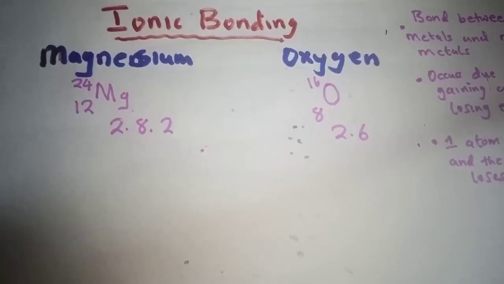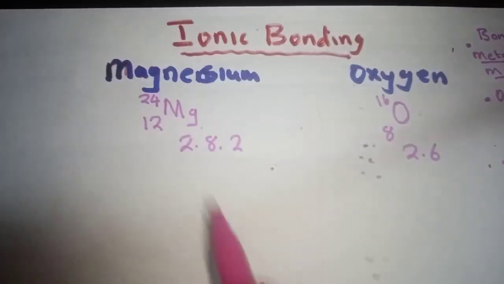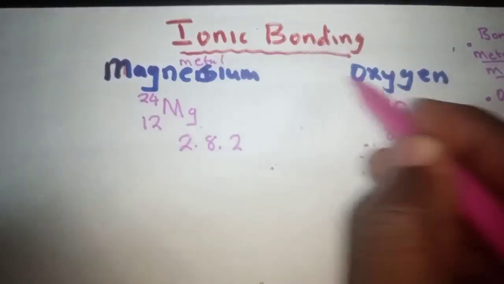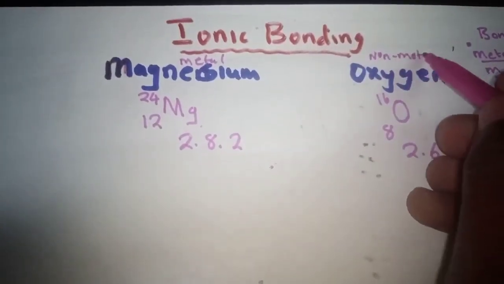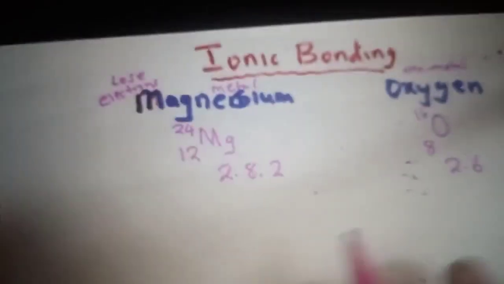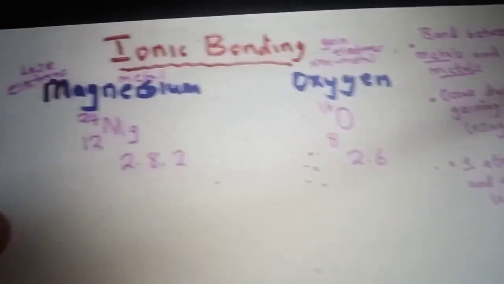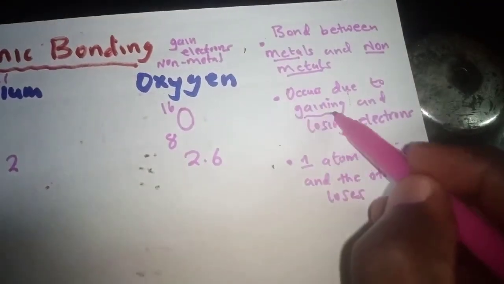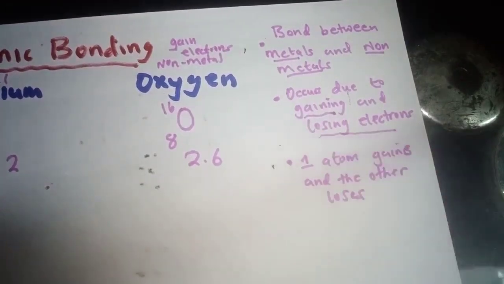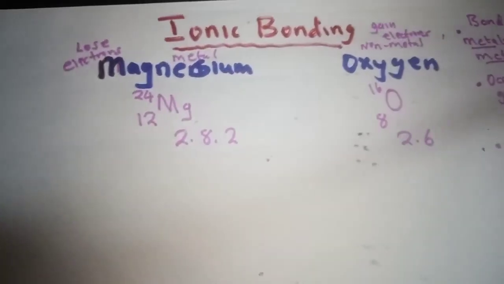All right, so ionic bonding is a type of bond that occurs between metals and what? Non-metals. For example, magnesium is a metal, oxygen is a non-metal. Metals lose electrons. Non-metals gain electrons. So ionic bonding involves losing or gaining electrons. Gaining electrons is for non-metals, losing electrons is for metals. So one atom will lose, which is the metal, and the other will gain the electron.